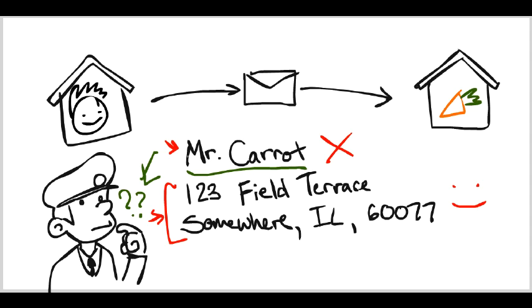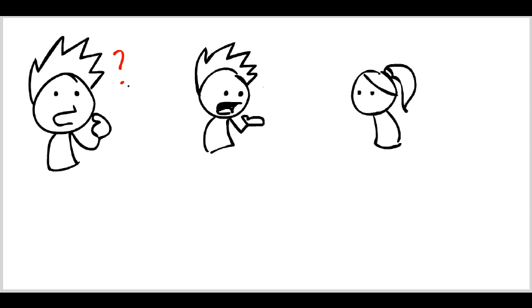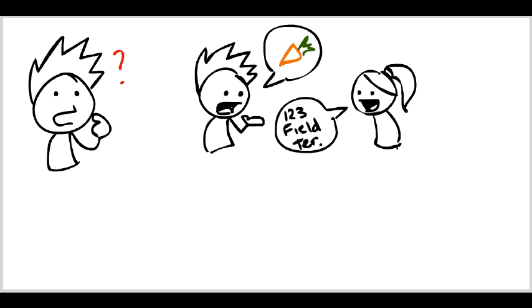But let's imagine a scenario where you don't know where Mr. Carrot lives. So what do you do? Well, you might decide to ask one of your friends. So you ask, where does Mr. Carrot live? And you're hoping to get the address back. If your friend knows, they'll tell you the address. Once you have the address, you can now send your mail on its merry way and hopefully get a reply in return. But what happens when your friend doesn't know?